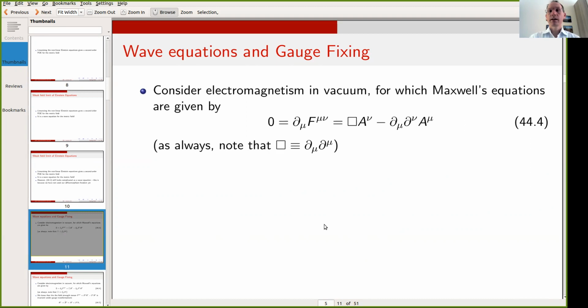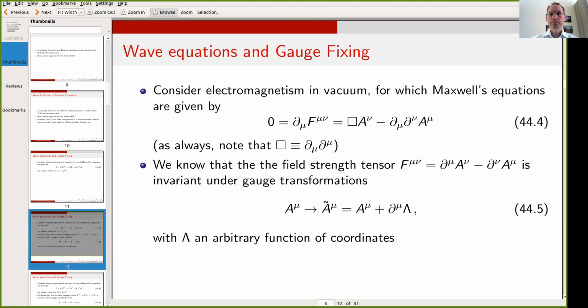The equations of motion, the Maxwell equations in vacuum, are simply that the divergence of the Maxwell field strength tensor F mu nu is equal to 0. And the field strength tensor itself is expressed in terms of the gauge potential A. So the Maxwell equations in vacuum then take the form 0 = box A nu minus d nu d mu A mu. The box here, as usual, denotes the square of the four-derivative. And we can use Maxwell equations as a proxy of what we want to do with the Einstein field equations.